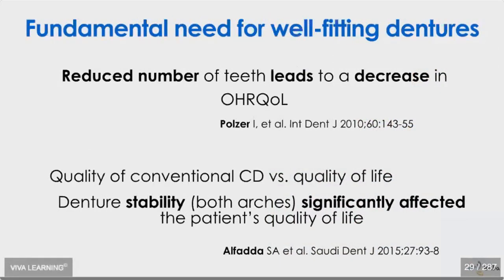These are studies that show that there's a fundamental need for well-fitting dentures. There is a reduced number of teeth, and if somebody loses their teeth, this leads to a decrease in the oral health-related quality of life. A study published in Saudi Arabia by a colleague looked at the quality of conventional complete dentures versus the quality of life. And she concluded that denture stability in both arches significantly affected the patient's quality of life.